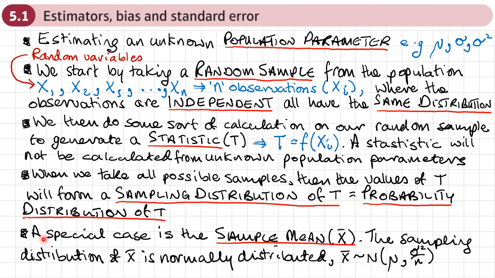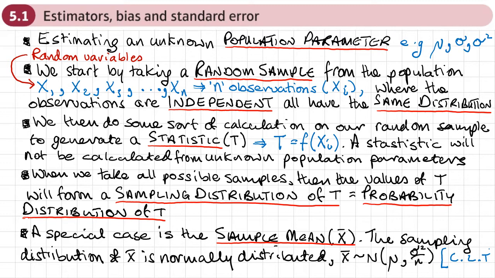A special case, an example of this, is the sample mean. The sampling distribution of the mean of our samples is normally distributed, where the mean of that distribution is the population mean, and the variance of that distribution is the variance of the population over the sample size. And this is what we call the central limit theorem.